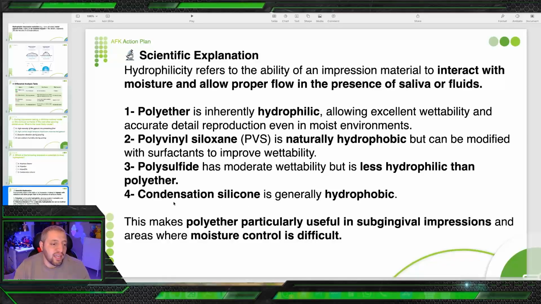And this is ironic because most of us use condensation silicone. If you are a fancy clinic, maybe you can use PVS or addition silicone, but most of us are using this one. This makes polyether particularly useful in subgingival impressions, an area where moisture control is difficult.